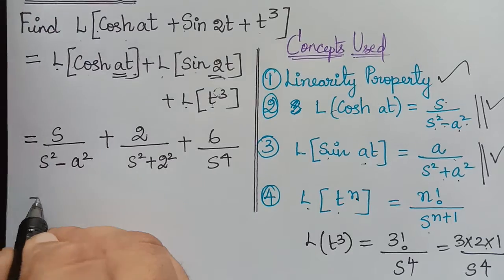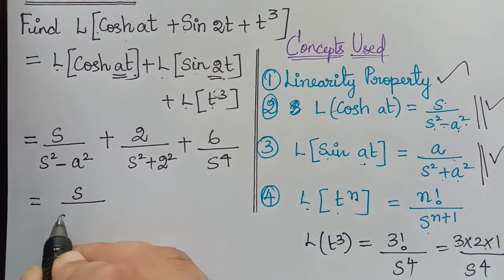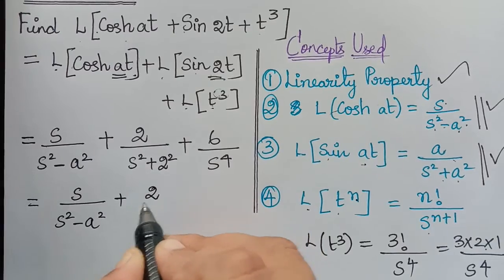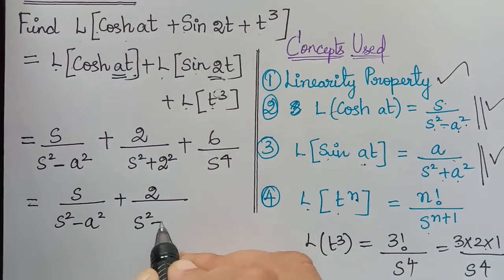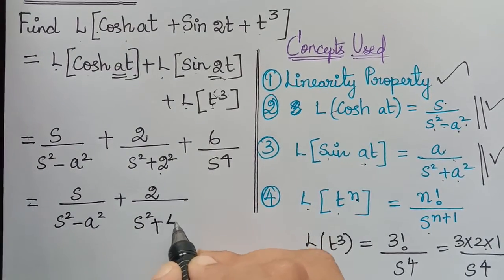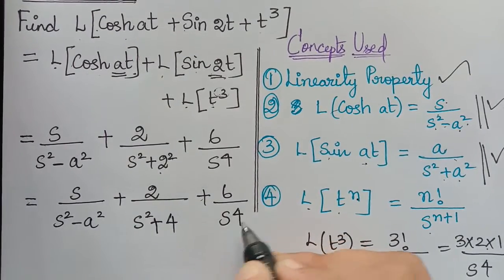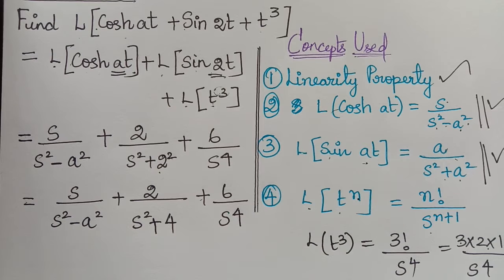So therefore the final answer will be s divided by s square minus a square plus 2 divided by s square plus 2 square, which is 4, plus 6 divided by s to the power 4. So hope you have understood all the problems of this lecture.